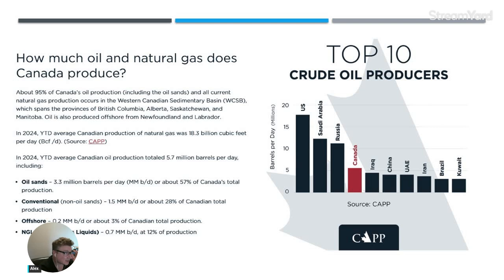So about 95% of Canada's oil production and all current natural gas production occurs in the Western Canadian Sedimentary Basin. It's called WCSB, which spans the provinces of British Columbia, Alberta, and Saskatchewan. And we do have some oil in Manitoba, very little though. Oil is also produced offshore, Newfoundland and Labrador as well, but very little on a relative basis. When it comes to natural gas, 18.3 billion cubic feet, so 18.3 BCF, in 2024. And year-to-date average Canadian oil production is 5.7 million based on that, but I think it's much less.